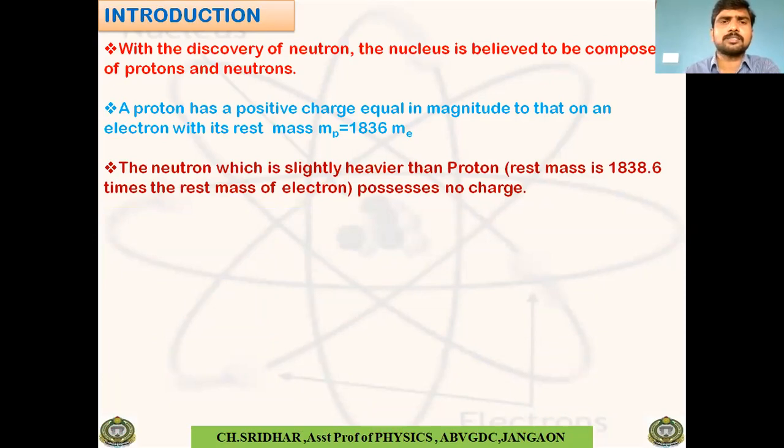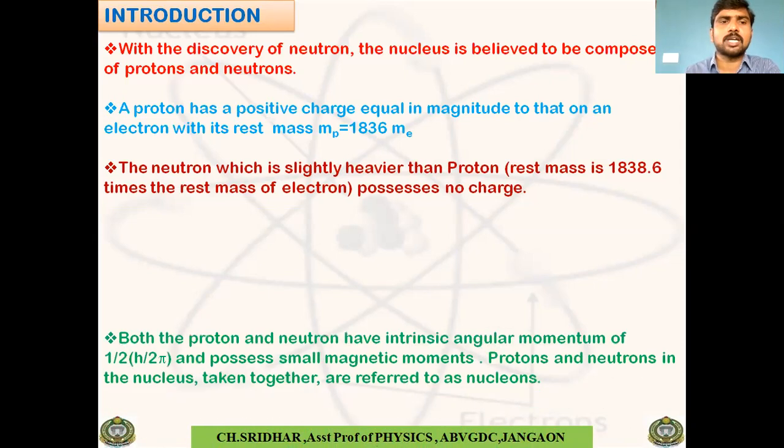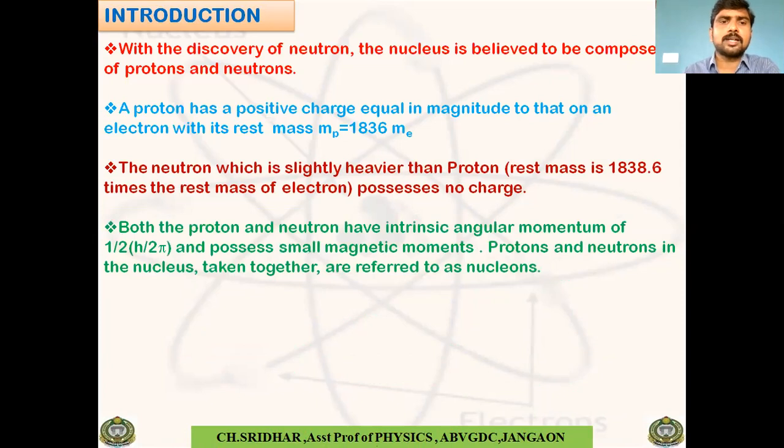So the mass of the neutron is slightly heavier than the proton, and the neutron is a neutral one, possessing no charge. Both the proton and the neutron have intrinsic angular momentum of half integral multiple of h cut, that is h by 2 pi, and possess small magnetic moments. Protons and neutrons in the nucleus taken together are referred to as nucleons.